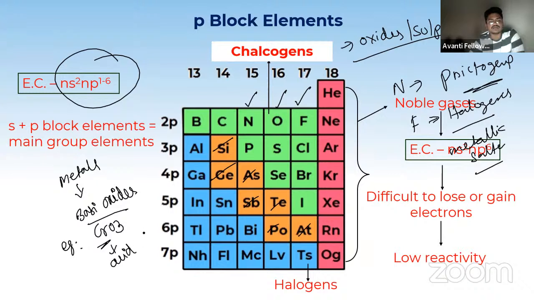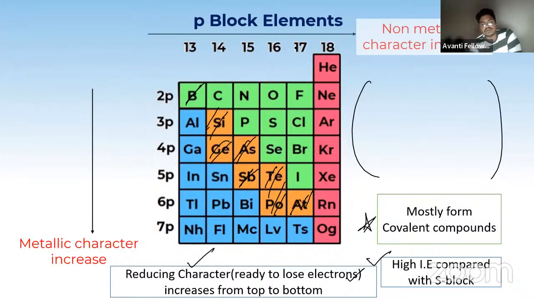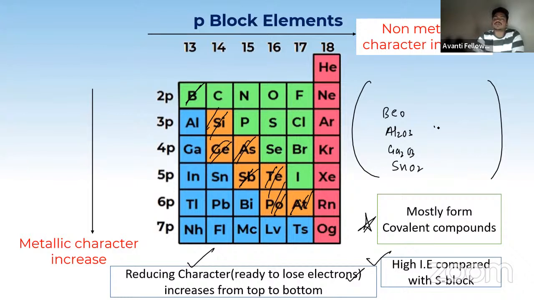Okay, so these form acidic oxides. So chromium oxide is basically an acidic oxide. I hope you guys understand this one. Okay, P block elements: down the group, metallic character increases; from left to right, non-metallic character increases. In the middle they are metalloids. And the metalloids like BeO, Al2O3, Ga2O3, SnO2, PbO2, Sb2O3, Pb2O3.